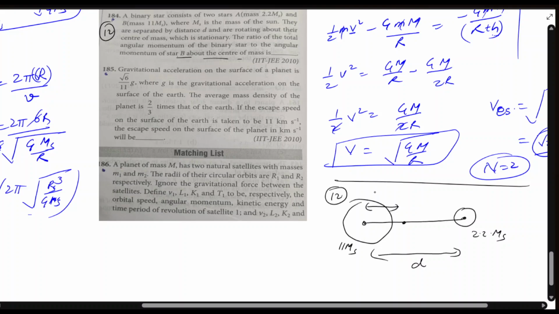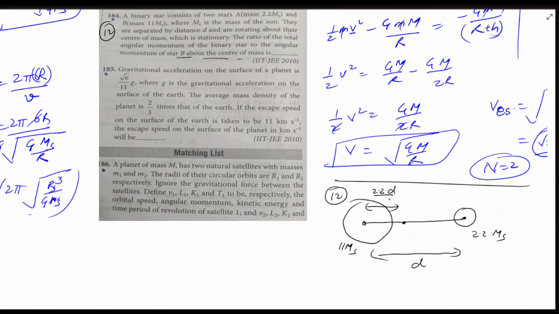It will be 2.2 d by the total of these masses, so it will be 13.2, right? And this distance will come out to be 11 d by 13.2, right? Okay, and we know that in a binary star system, the time period of both will be the same. So if the time period is the same, then let's say this is star A, and this is star B. So omega of A must be equal to omega of B, right?